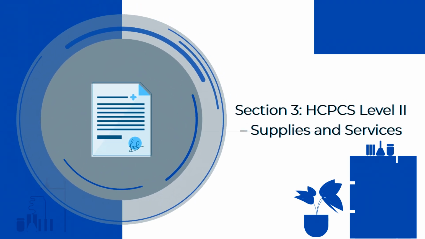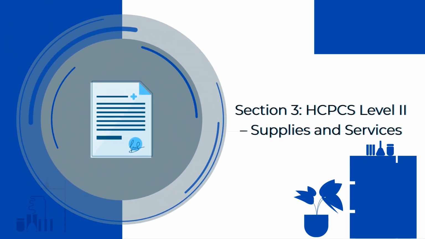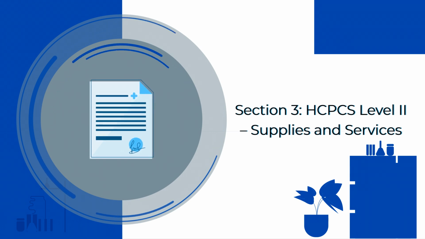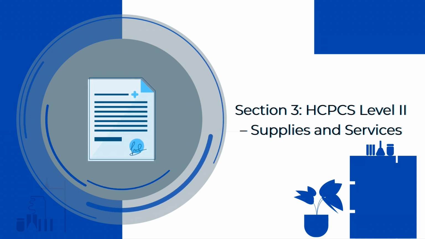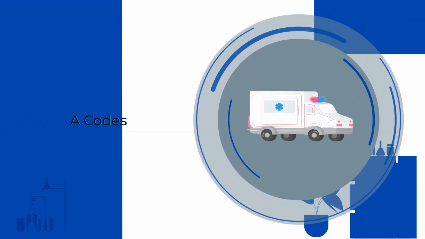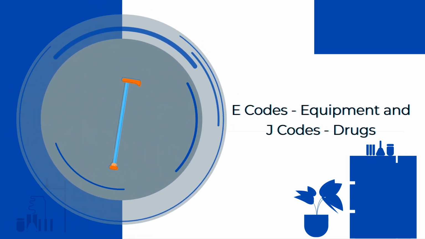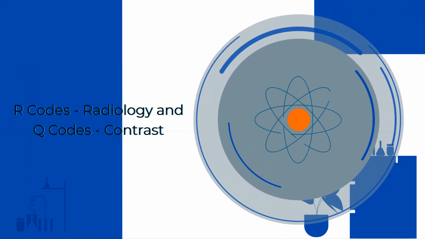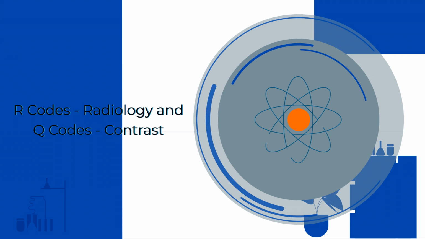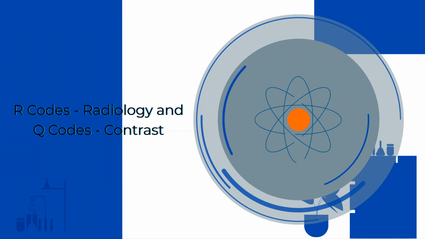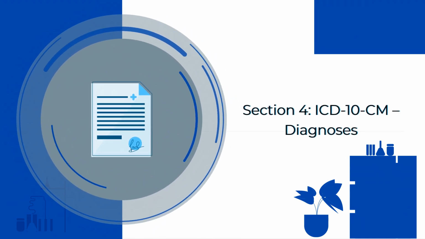Section 3. HCPCS Level II, Supplies and Services. HCPCS Level II was developed by CMS to cover things that CPT does not, like medical equipment, ambulance rides, medications, and prosthetics. These codes start with a letter followed by 4 numbers. For example, A codes for ambulance and medical supplies, E codes for equipment, J codes for drugs, R codes for diagnostic radiology. You'll find HCPCS Level II codes especially helpful when billing for things like contrast media, radiopharmaceuticals, or supplies used during imaging procedures.